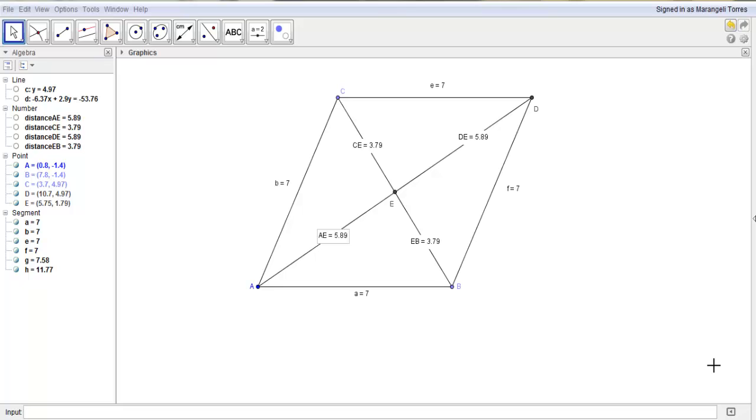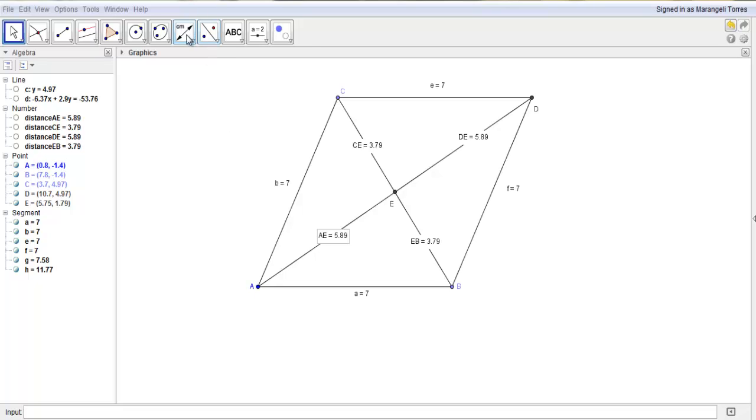I want to measure all the angles in this rhombus and see if I can make any conjectures. So I'm going to start measuring this corner here. I want to measure angle ACE and angle ECD. And in that same order that I mentioned these angles, that's the same order I'm going to select their points. Remember, we have to go in a clockwise motion.